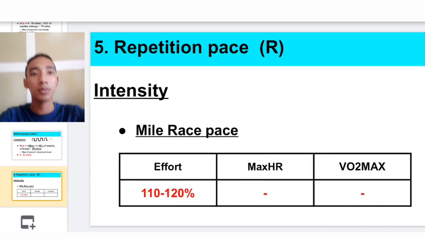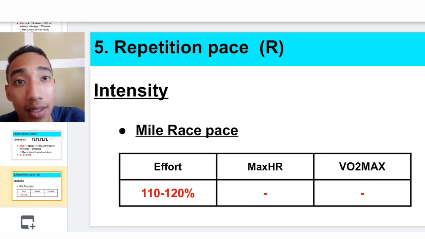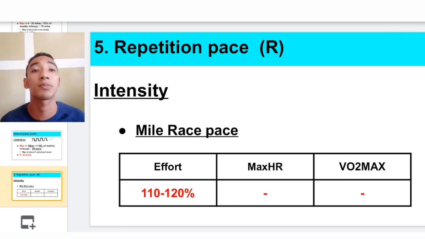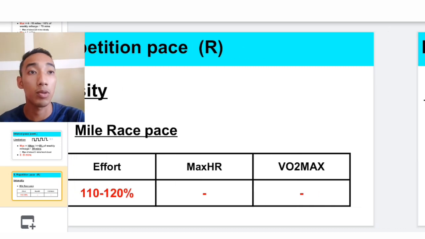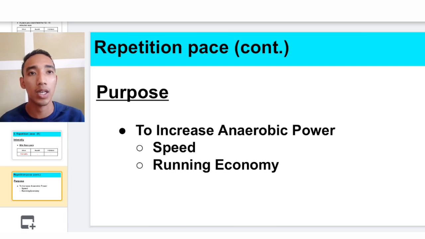So let's go to the last but not the least, the repetition pace. The intensity is mile race pace. Repetition pace is not associated with your heart rate and VO2 max because you are working on your anaerobic power, the speed and the economy, how economical you run. You are moving at 110 to 120%. I can't say it is hard because the workouts are short. The purpose is to increase your anaerobic power, speed and running economy.